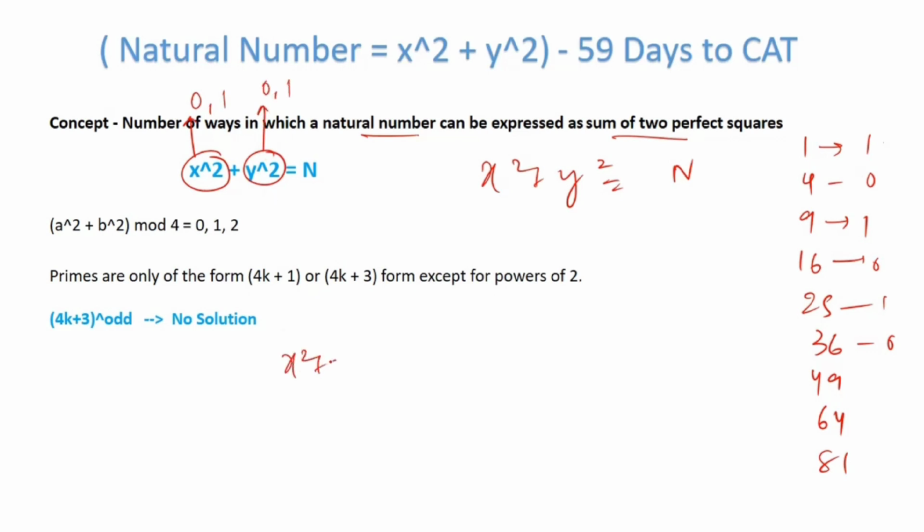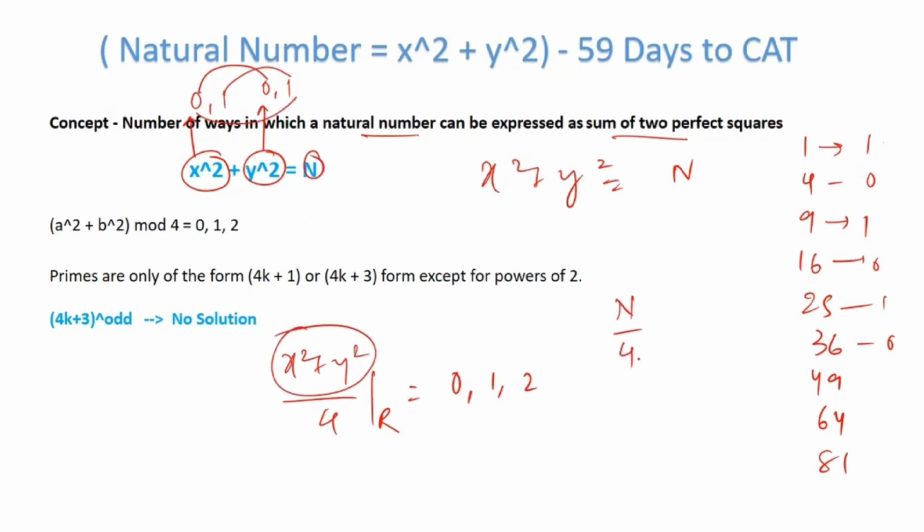When you divide x square plus y square by 4, your remainder must be either 0 or 1 or 2, because 0 plus 0 is 0, 0 plus 1 is 1 and 1 plus 1 is 2. So when you divide n by 4, your remainder should never be equal to 3. If your remainder is equal to 3, this means that you are not going to have any solution.